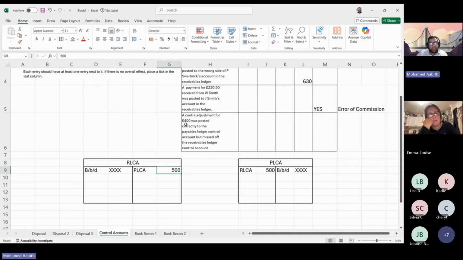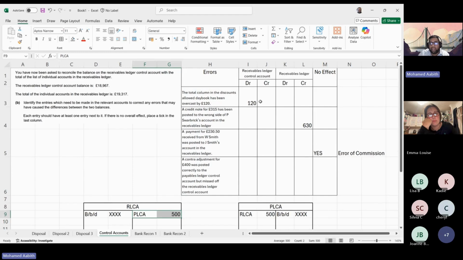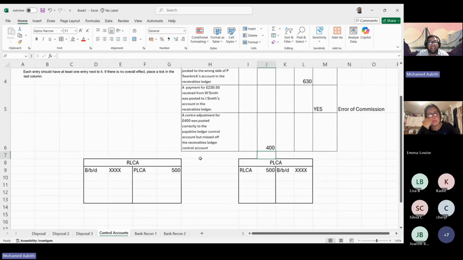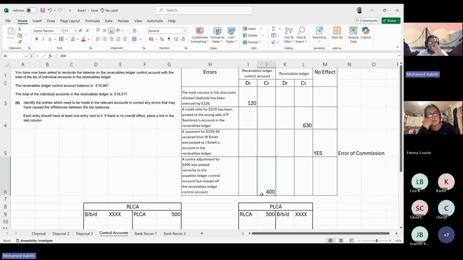What they have said here is that the correct adjustment was done on my PLCA. They have done a debit entry, but they failed to do a credit entry into my RLCA. So on the receivable ledger control account I will show £400, because they haven't said anything about the subsidiary ledgers. So this £400 entry was missed out. So that is to do with the control accounts. You will normally get a question like that for 4 to 5 marks, so just keep an eye out for these questions.